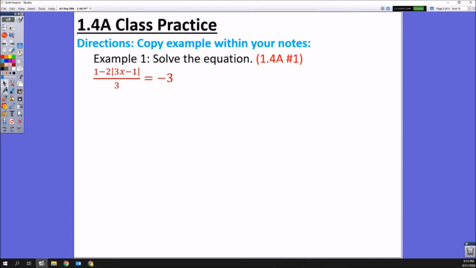So what we need to do is notice how you have the 1, the negative 2. Even though it's in front of the absolute value, it's also above the 3. Like I said, it's a big fraction. So we're not going to mess with the top part first. What we're going to do is worry about the denominator. In order to get rid of the denominator, I'm going to multiply both sides by the denominator. So I'm going to multiply by 3.